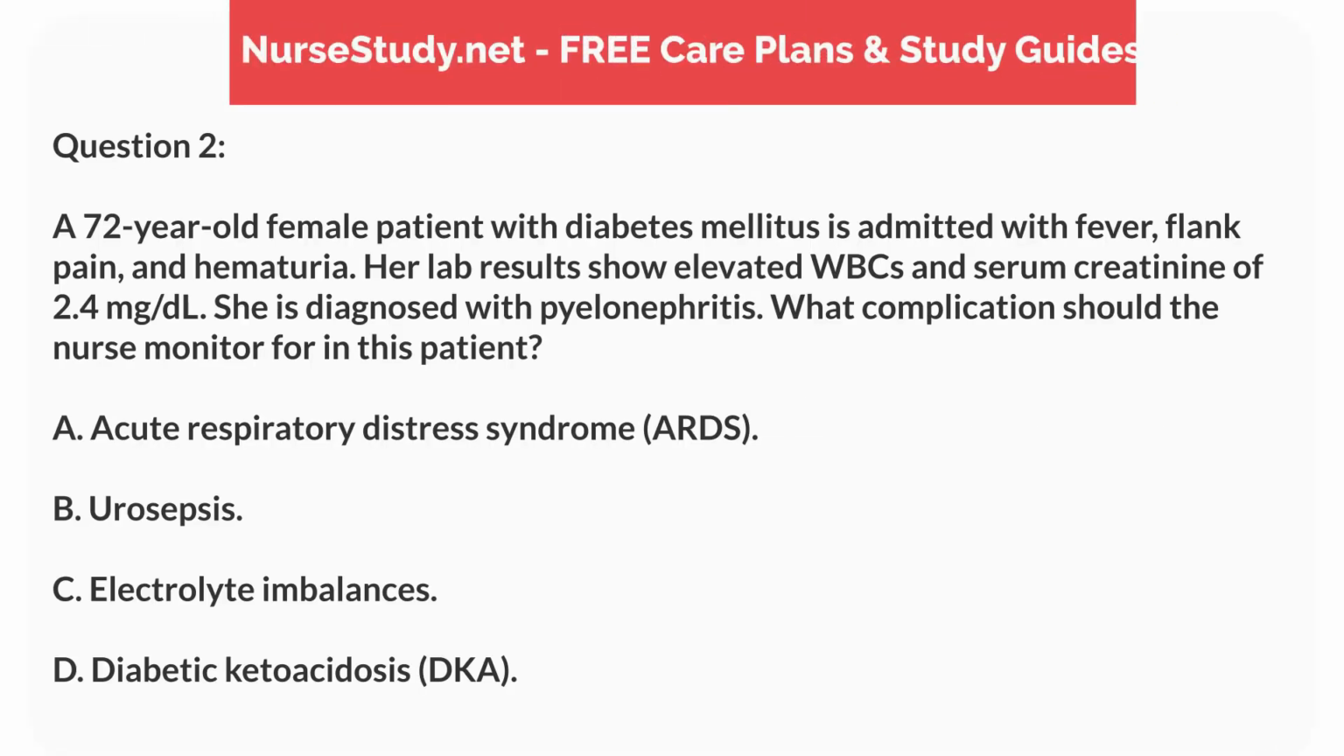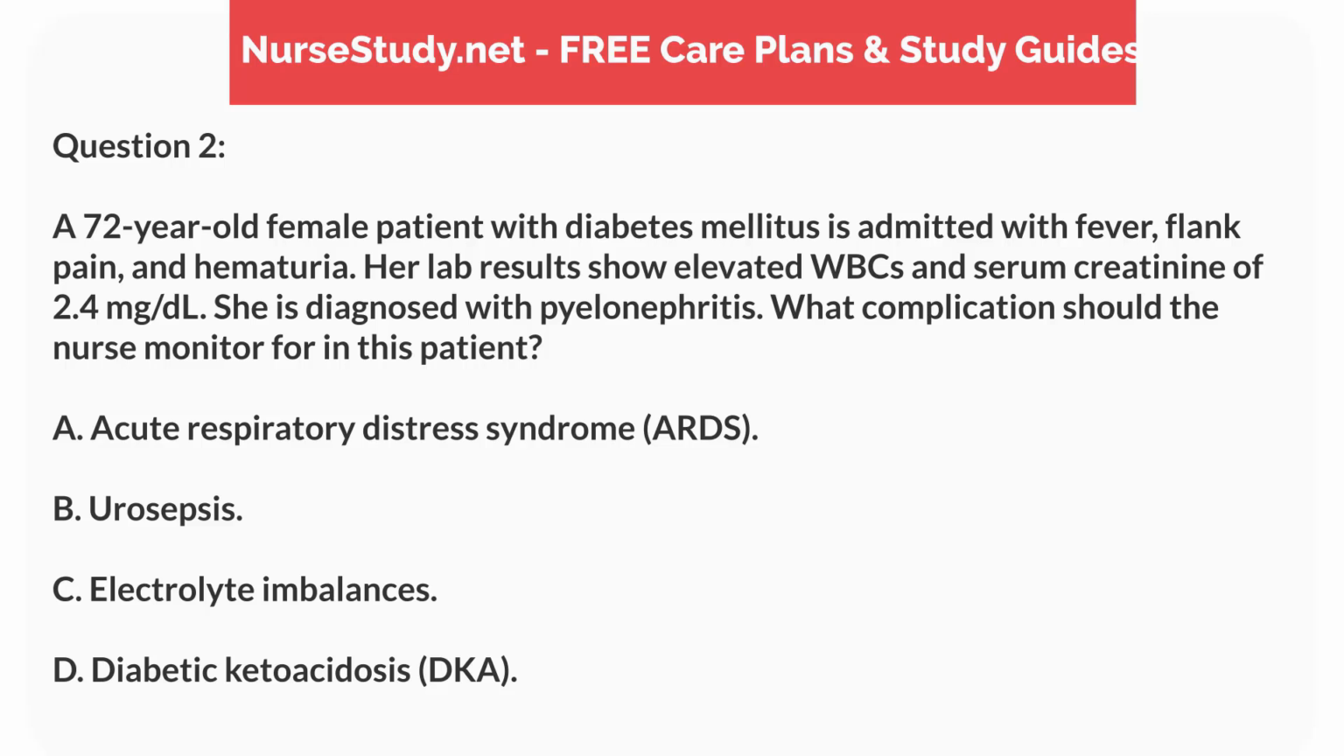Question 2. A 72-year-old female patient with diabetes mellitus is admitted with fever, flank pain, and hematuria. Her lab results show elevated WBCs and serum creatinine of 2.4 mg per deciliter. She is diagnosed with pyelonephritis. What complication should the nurse monitor for in this patient?